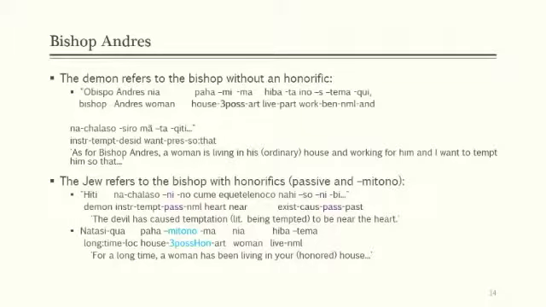But now, a couple of lines later, the story happens. The Jew finds the bishop, and he says to him, the devil has caused temptation, caused to be tempted, to be near, has caused to be near temptations to your heart. And for a long time, a woman has been living in your honored house, right? So the Jew addresses the bishop with honor, but the narrator does not, and the demon does not.